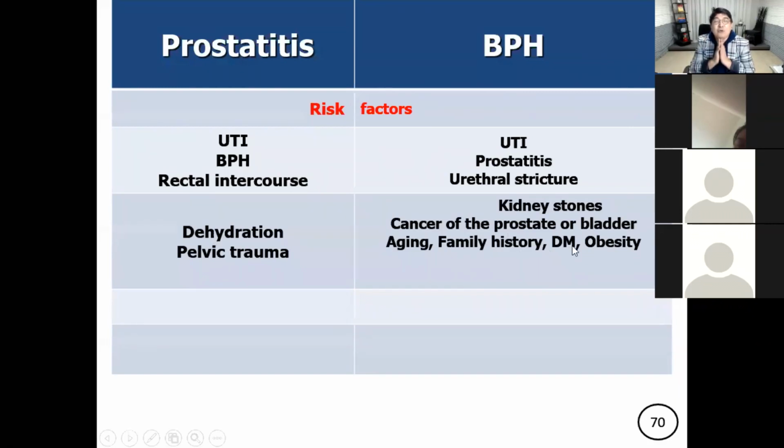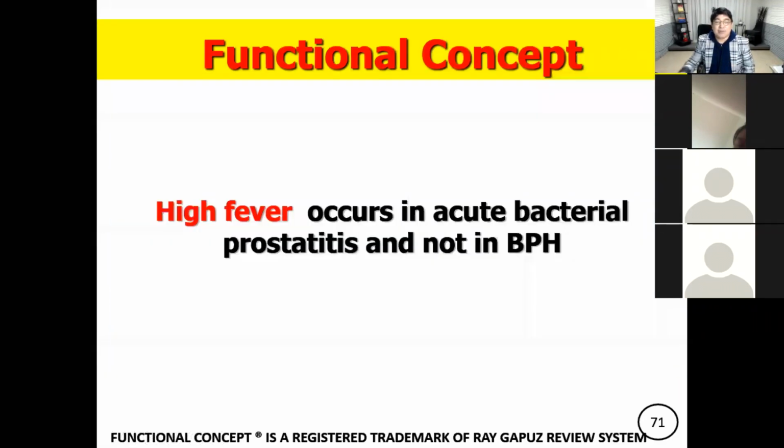Now, how do you differentiate the symptoms? That's what I'd like you to focus on. Remember, high fever occurs in acute bacterial prostatitis and not in BPH. So what symptom differentiates the two? It's high fever, which occurs in bacterial prostatitis. For the others, like frequency, urgency, and nocturia, they could occur in both.